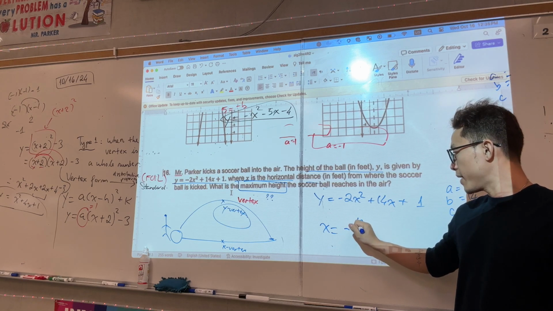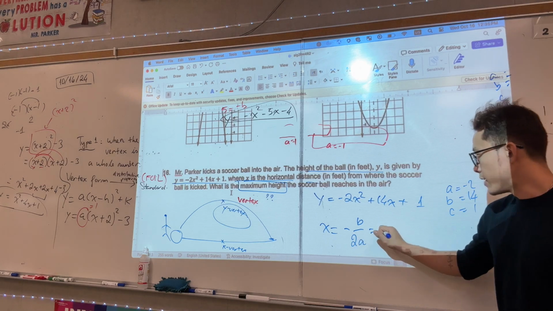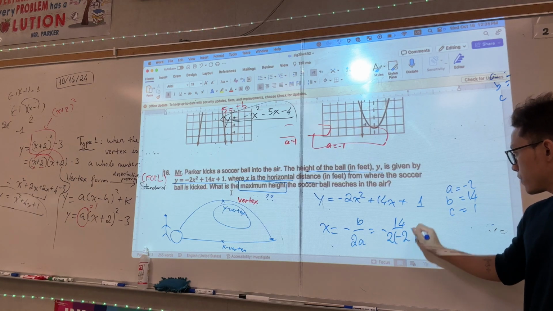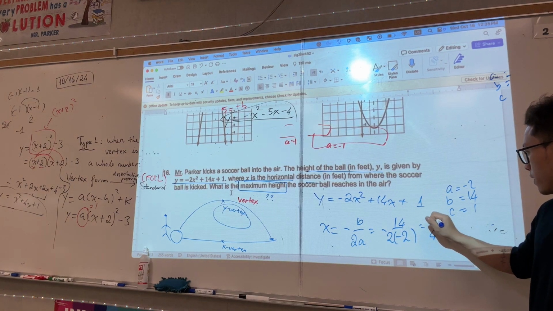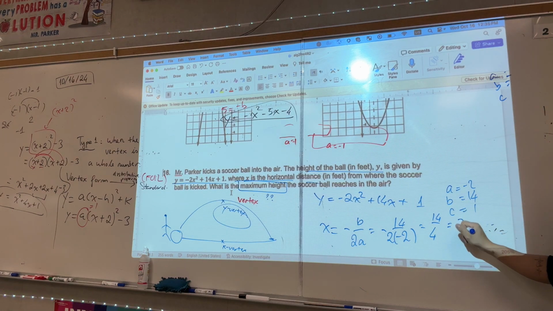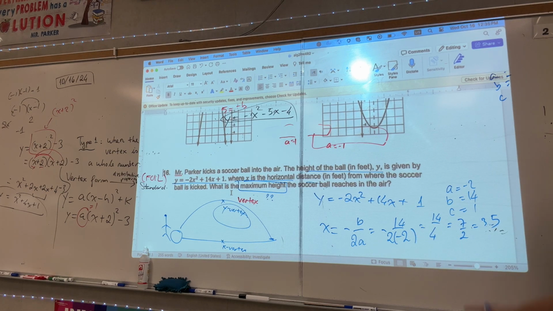Negative b over 2a. You need to memorize this. Negative 14 over 2 times negative 2. 2 times 2 is 4. Oh, this is a fraction. 14 divided by 4, divided by 2, is 7 over 2. So 3.5. Not too bad. How many negative signs? So 2, so positive 2.5. Is it the answer? No, that's the x vertex.